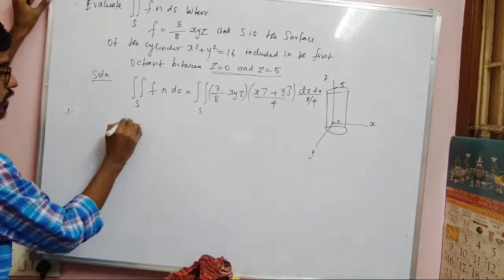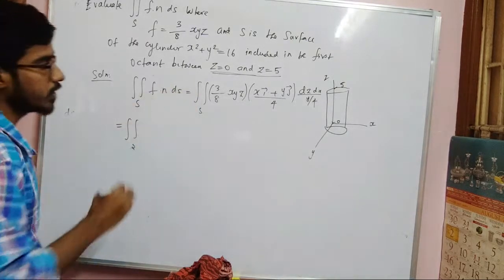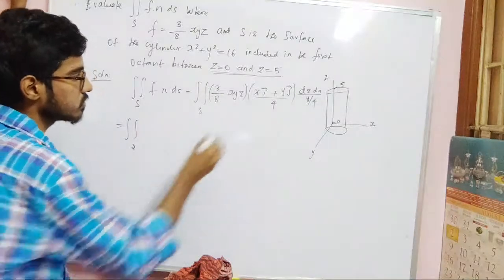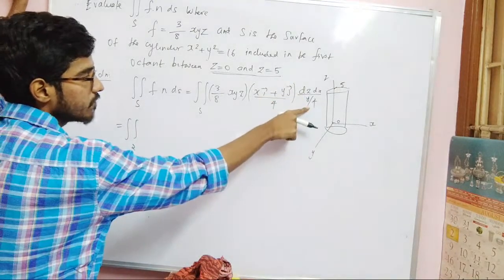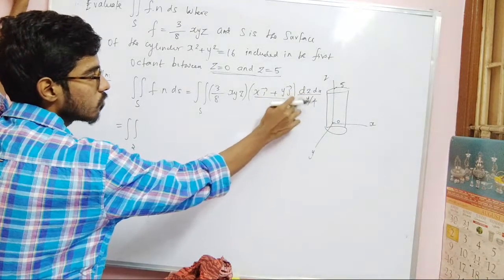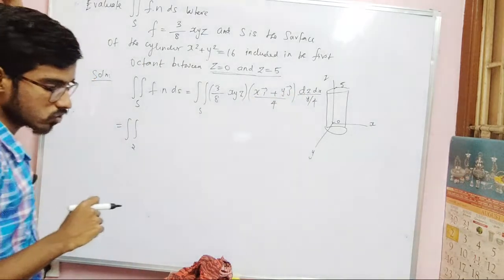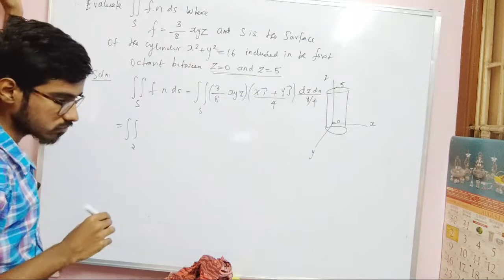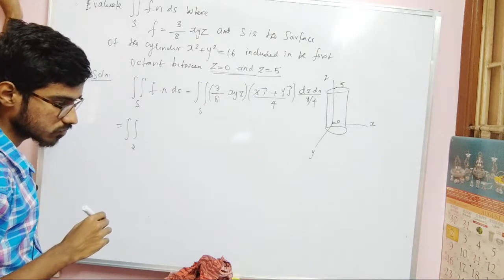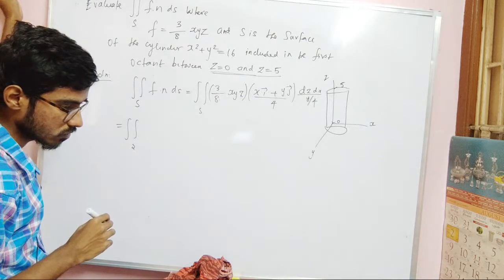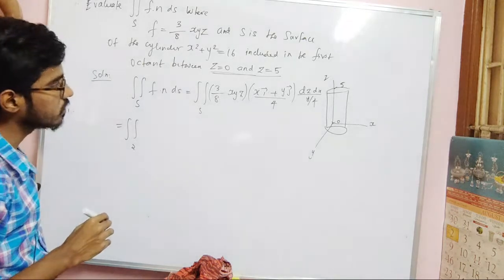Now this will be a double integral over S. So we need to simplify this. If I take a reciprocal, this will be 4 by y, and this y will get cancelled. Okay, we will simplify this.